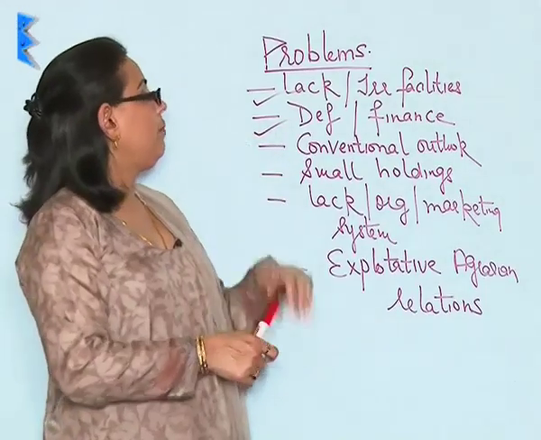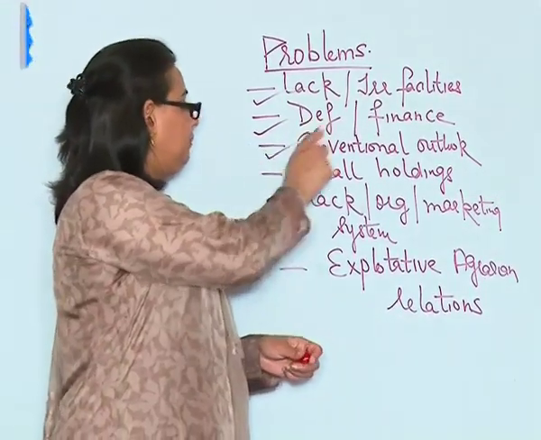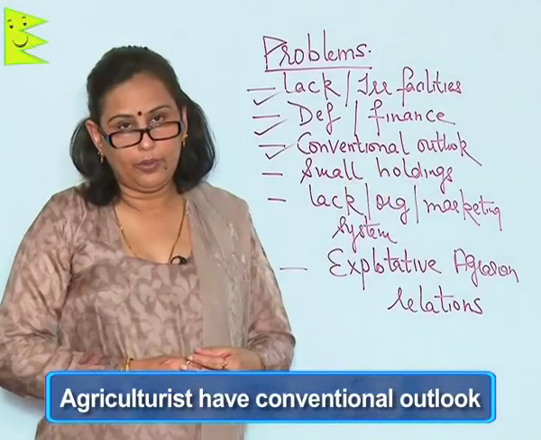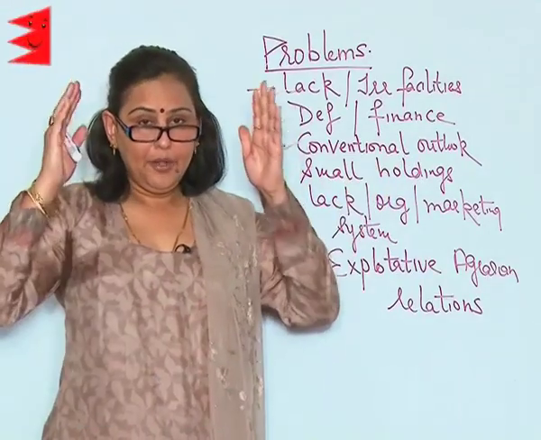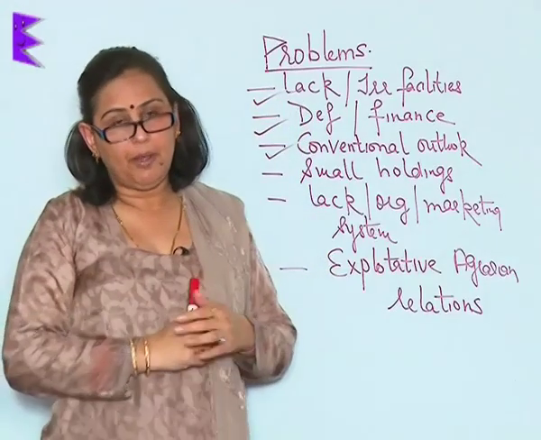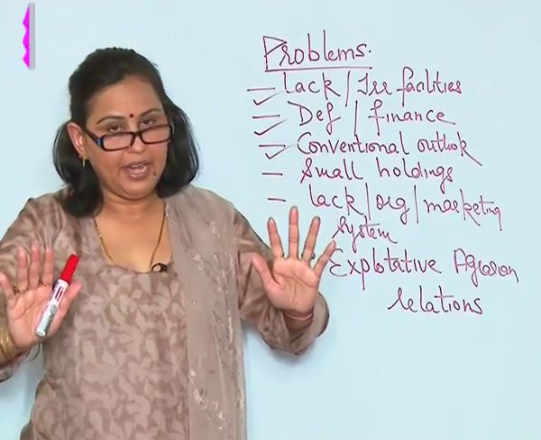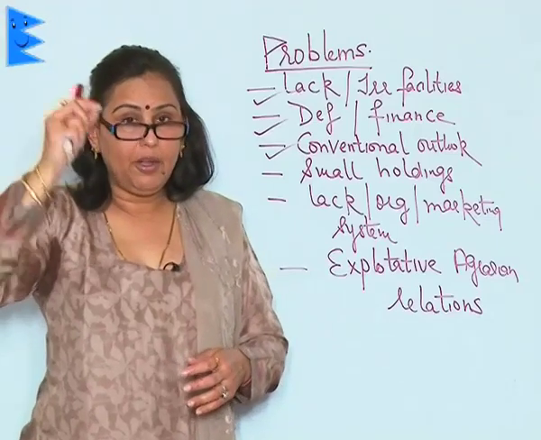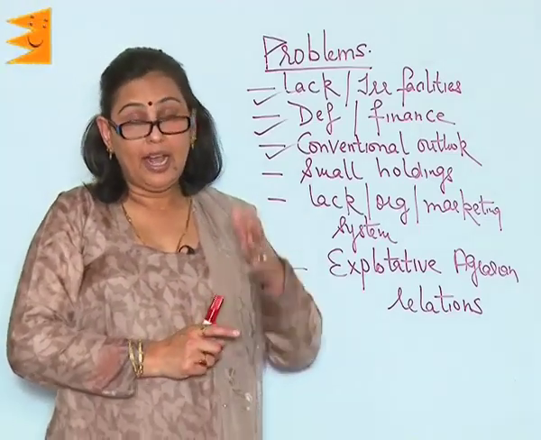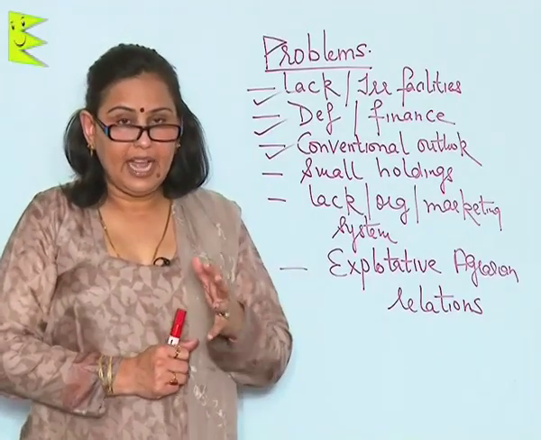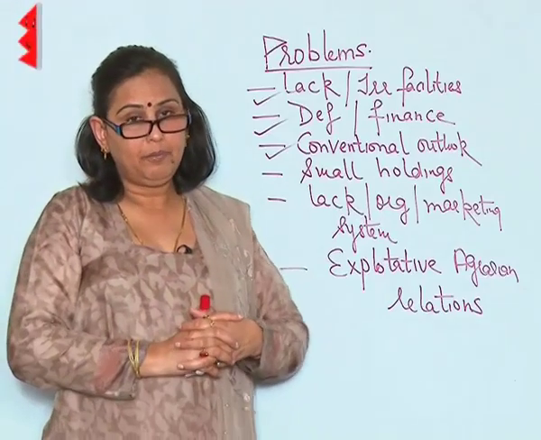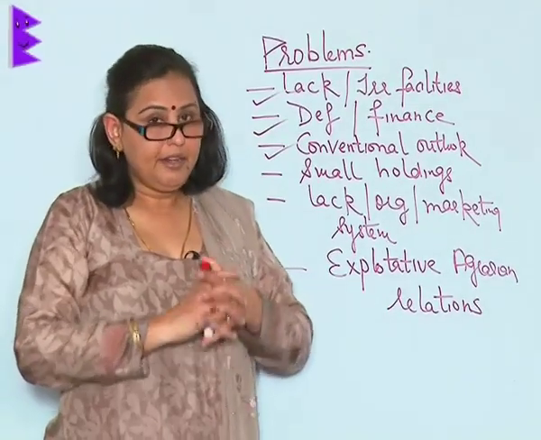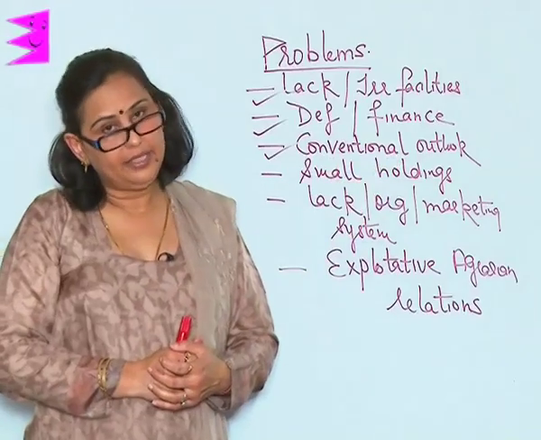The third problem of Indian agriculture is that in India, the agriculturists have a conventional outlook. That is, they cannot go beyond subsistence farming. They believe they are happy and satisfied if they have sufficient grains for the year. They cannot go forward, they cannot imagine making agriculture commercial. They do not understand that by growing commercial crops, they would be able to earn much more than what they are doing. But the Indian farmer remains conventional in his outlook.